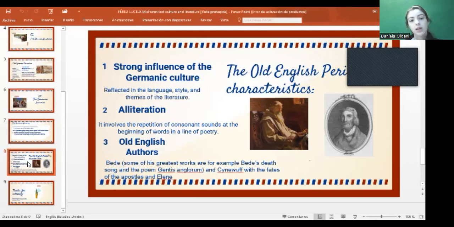And number three, two distinguished Old English authors are, here we go, the two pictures. Bede, and some of his greatest works are, for example, Bede's Death Song and the poems Genesis and Gloria, and Cynewulf, with The Fates of the Apostles and Elene.